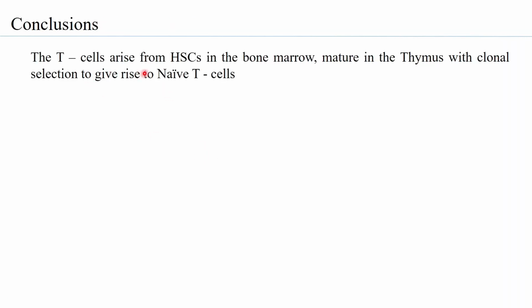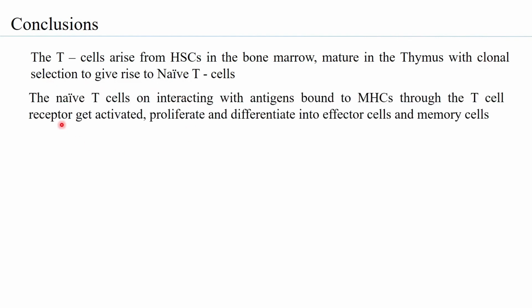The T cells arise from hematopoietic stem cells in the bone marrow, mature in the thymus with clonal selection to give rise to naive T cells. The naive T cells, on interacting with the antigens bound to MHCs through the T cell receptor, get activated. So we are saying that naive T cells on binding with the MHC restricted antigen get activated, they proliferate and differentiate into effector cells and memory cells.